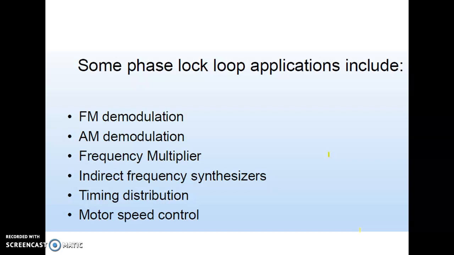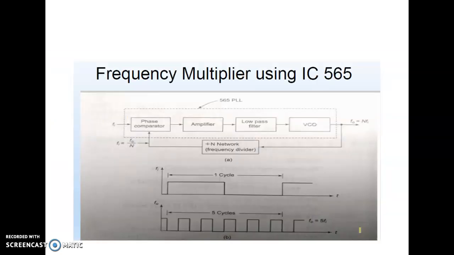signal synchronizer, etc. But here we are going to discuss only a few applications: FM demodulation, AM demodulation, frequency multiplier, frequency synthesizer, timing distortion, or motor speed control. Now first we can consider the frequency multiplier using IC 565.